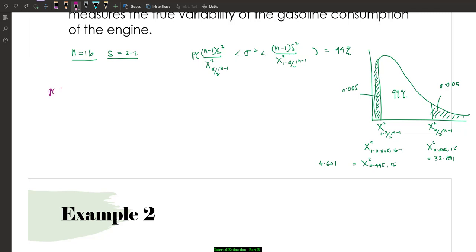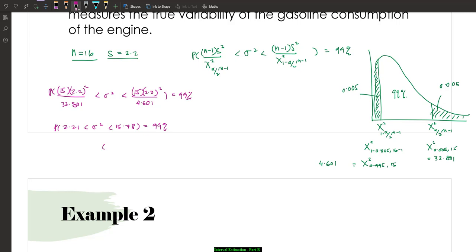So the probability of 15 multiplied by s squared, this is 2.2 squared, divided by 32.801. This is the population variance. 15 times 2.2 squared divided by 4.601. So this is going to get us 99%. So the estimation of population variance is between 2.21 and 15.78. This one is going to lead us to 99%.